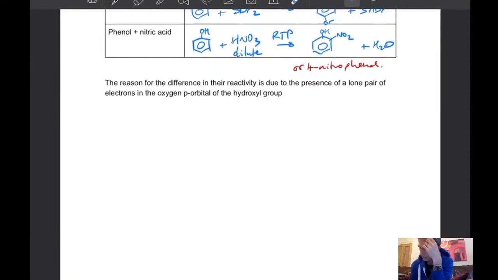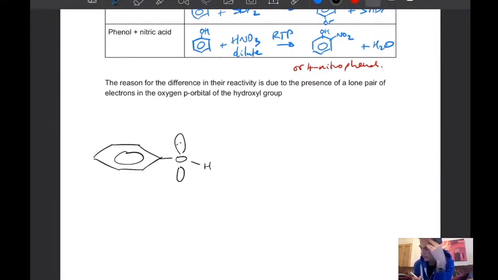So I'm going to attempt to draw a sort of flattened version of phenol. There's my benzene ring, and there's the bond to the O, and we'll put that hydrogen on a slight angle there, because it is technically non-linear. You've got two lone pairs on this oxygen. We're only going to worry about one of them. In a p orbital, you've got a lone pair of electrons.